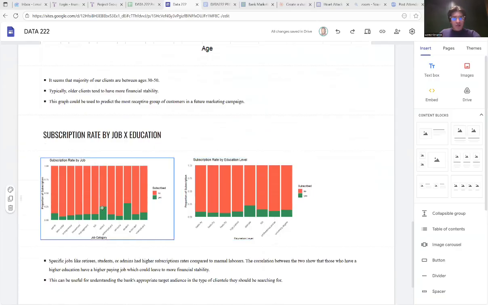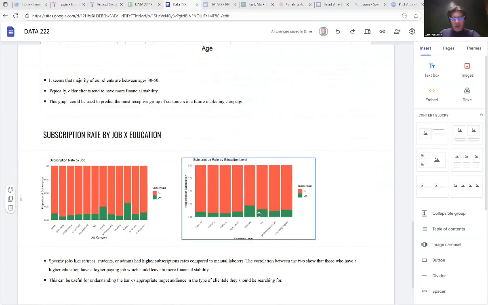Down here, we have our subscription rate compared to the job that the customer holds and their education level. Interestingly enough, over here on the education level, you can see that a lot of illiterate individuals are actually very prone to saying yes to our subscription.